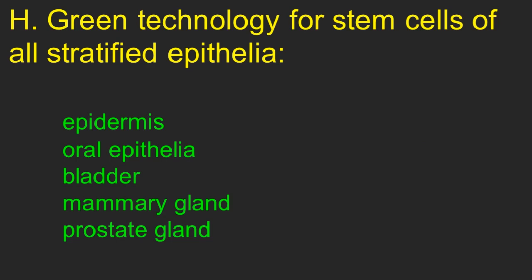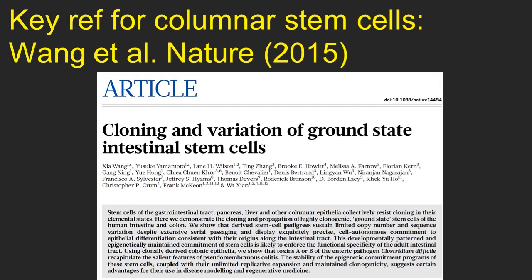Now, all of those tissues are limited to stratified epithelia. And it's not a small number of tissues, but here's some examples of them: epidermis, oral epithelial, bladder, mammary, and prostate glands. This technology that he had was not sufficient for looking at any columnar epithelia. And this is where Xian set out to figure out how to do this.